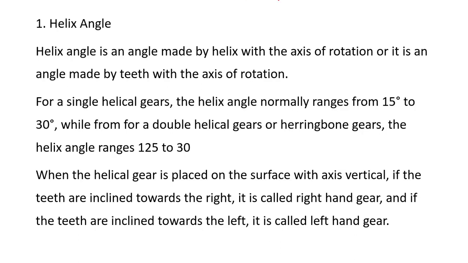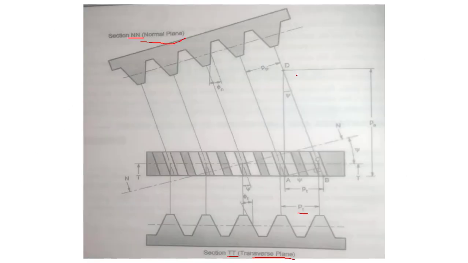Helix angle we already discussed. The helix angle is the angle made by the helix with the axis of rotation, or the angle made by the teeth with the axis of rotation. So we will see the terminology one by one in the figure also. This is the helix angle. We know that this is the axis of rotation, and this line is for the teeth. The angle between these two is known as the helix angle.